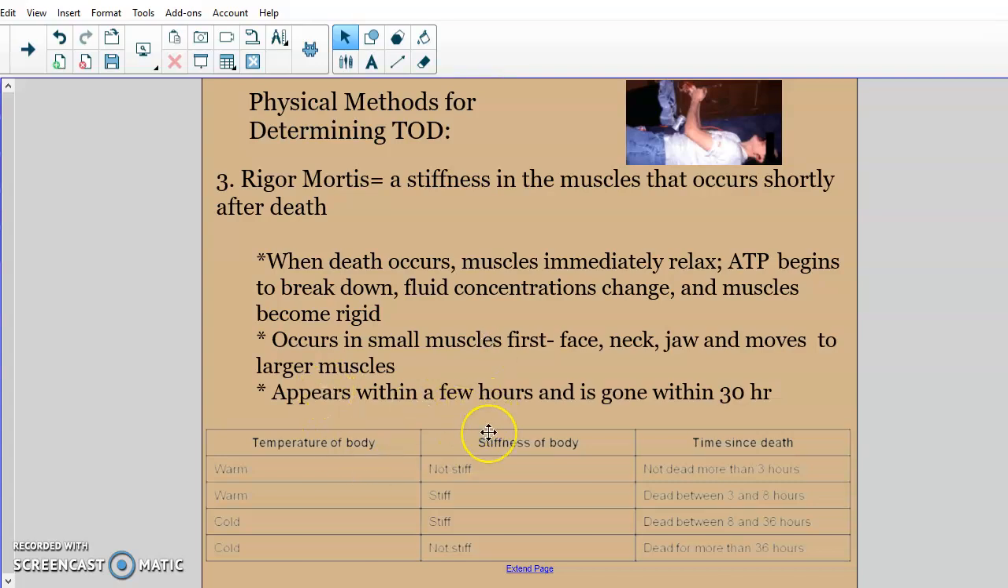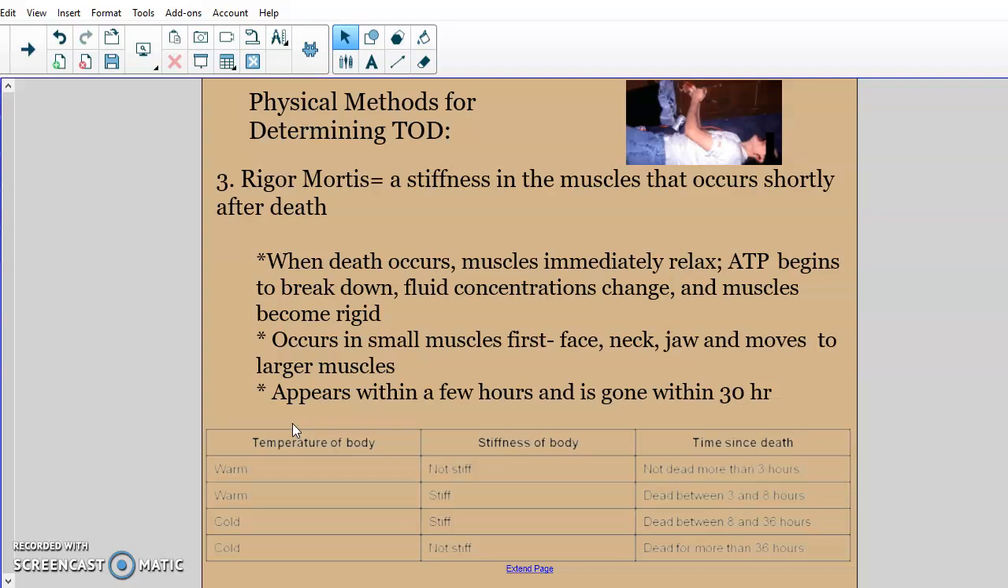A body will appear to be in what's called full rigor usually within 3 to 4 hours, and all of rigor mortis is completely gone within 30 hours. So it's kind of a process. So if you look down here, if you get to the scene of a crime and the temperature of the body is warm, so you touch the body and it still feels warm and it's not stiff yet, they haven't been dead more than 3 hours. So they're usually like 1 to 2 hours from their time of death.